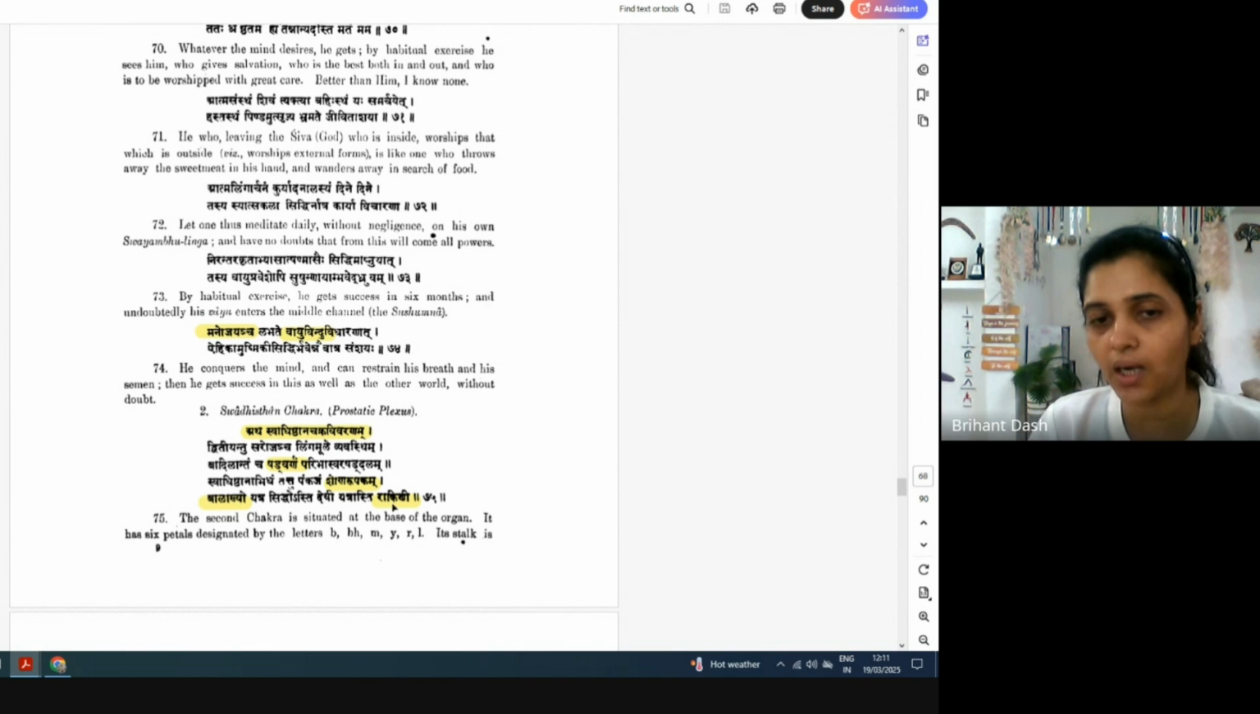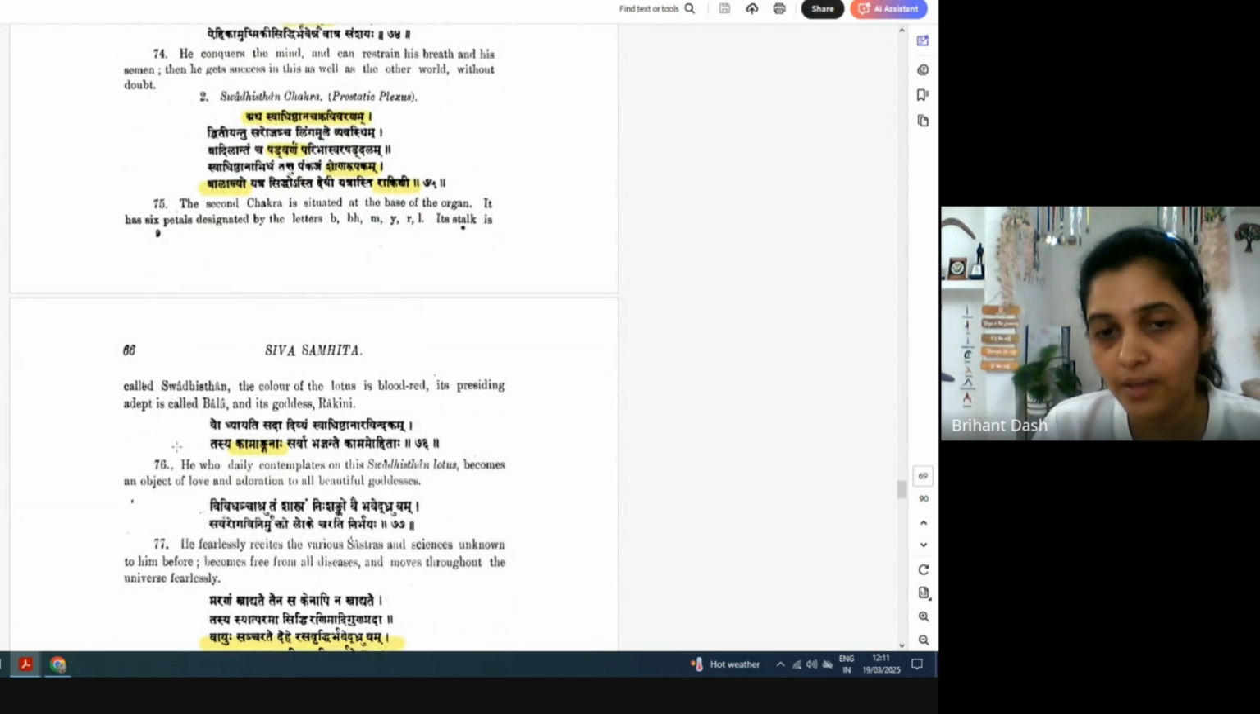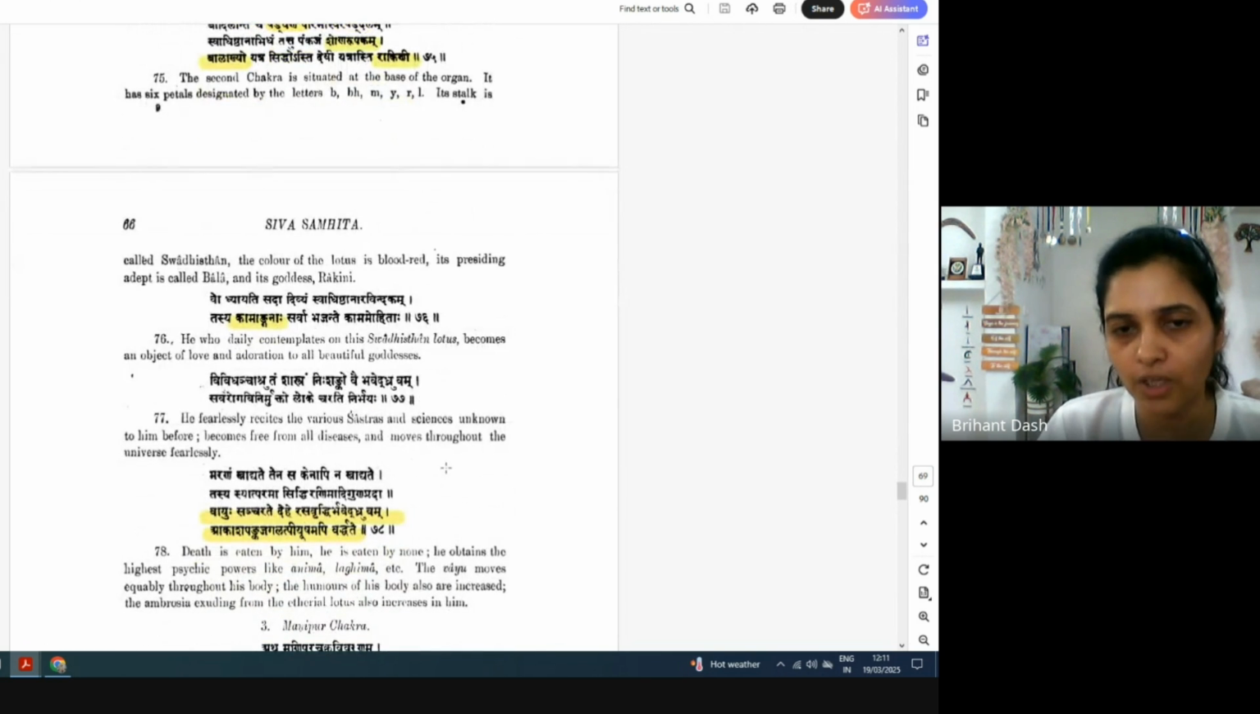Okay, so make a chart like we did for Mooladhar. Here for Swadhisthana, we need to write it has six varna. Color is Shona Rupakam, means red color. Then the Siddha here is Bal, and the Devi is Rakini. Then, if you concentrate upon your Swadhisthana Chakra, your Kama will become Siddha, because this is Kamsthan. So Kamanganas will become Siddha. It is just an adjective for describing that you will conquer the love and adoration of beautiful goddesses. Okay, that way we need to remember.